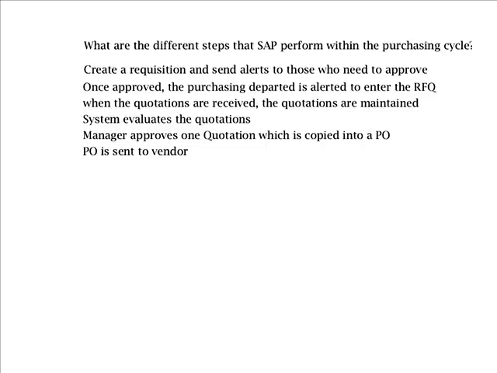Then the goods are delivered to the company, after which a goods receipt and an invoice receipt are created. So when the vendor ships the goods, we enter a GR that must refer to a PO. You cannot just enter any goods receipt. If you remember the exercise, the system asks you what is the PO. So you have to refer to that PO.